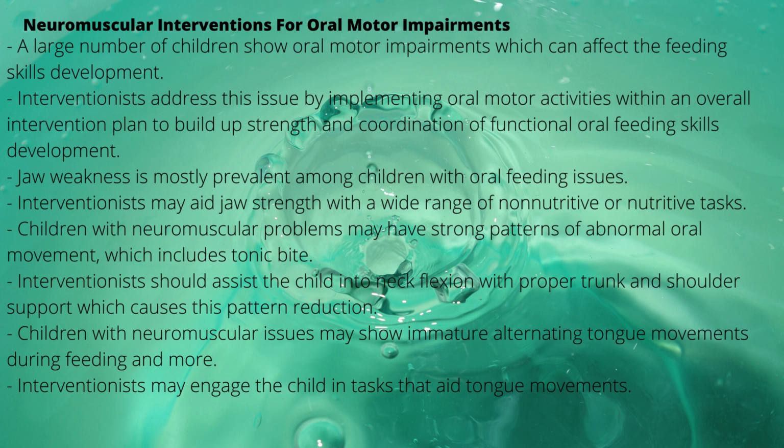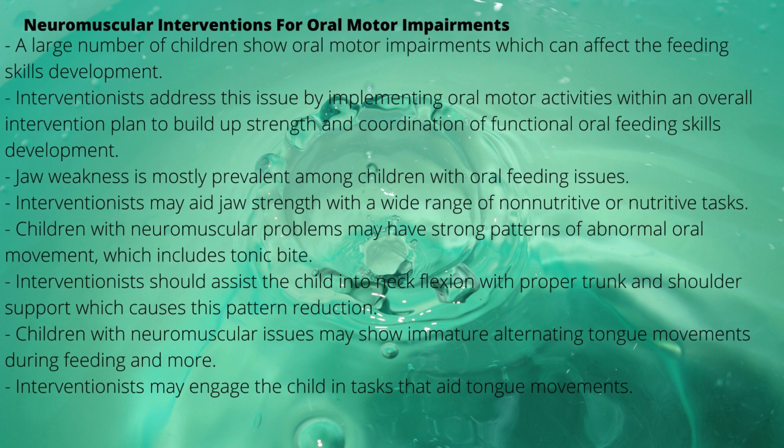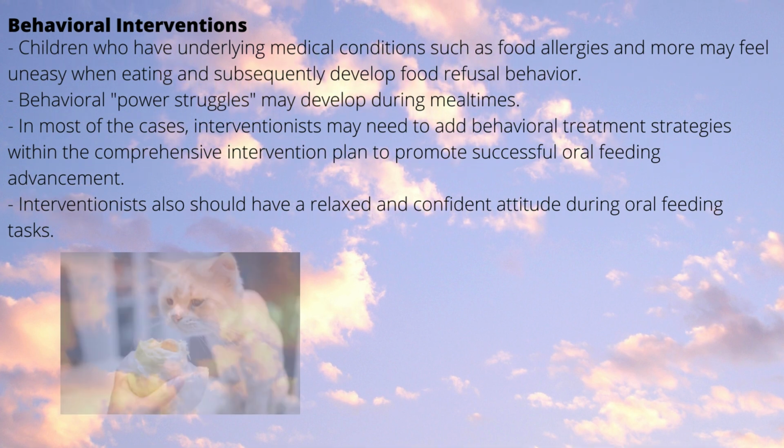Children with neuromuscular issues may show immature alternating tongue movement during feeding and more. Interventionists also may engage the child in tasks that aid tongue movement, such as encouraging the child to lick lollipops at the mouth corner and inside the cheek and more. The data which reports the competency of oral motor intervention is extremely limited. However, several authors suggest that oral motor intervention is a crucially important factor of a worldwide treatment approach for children with feeding issues.